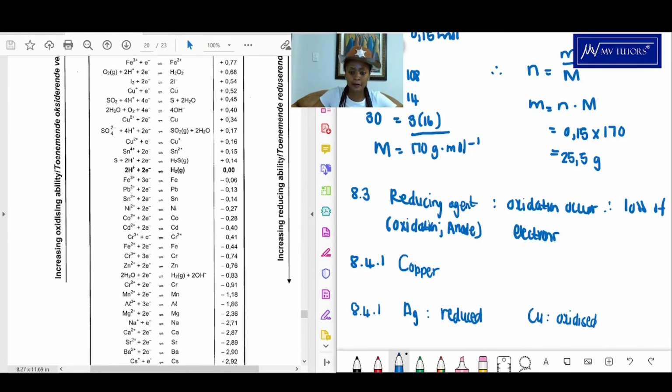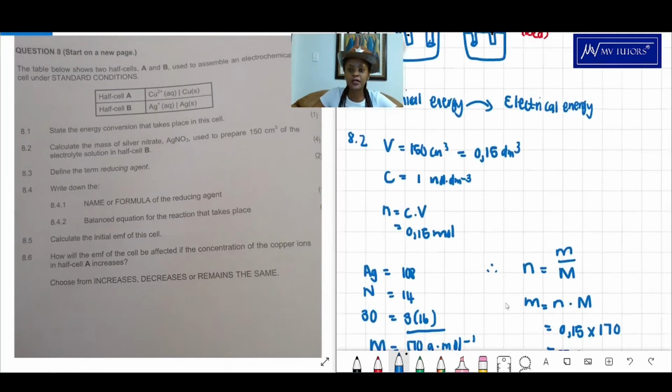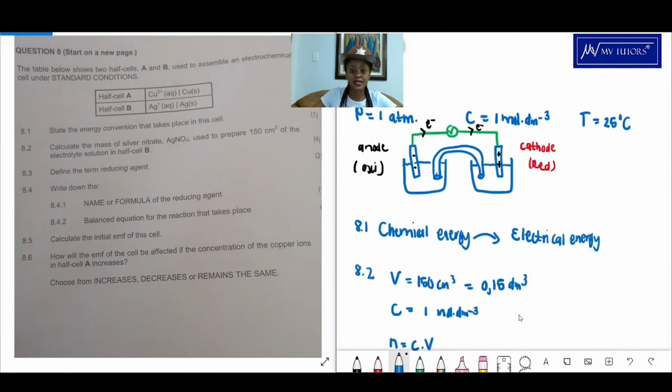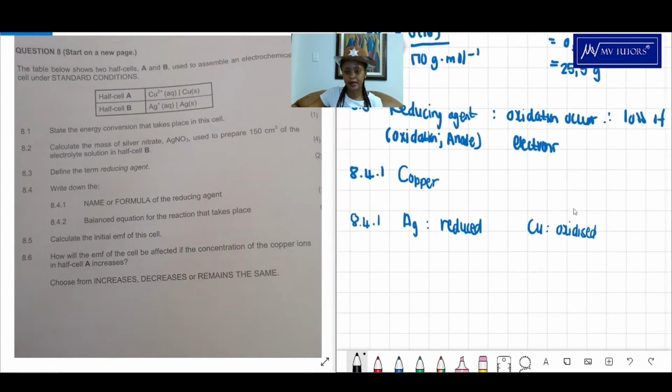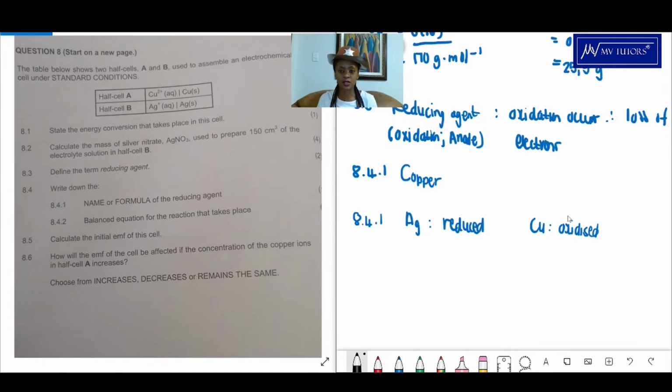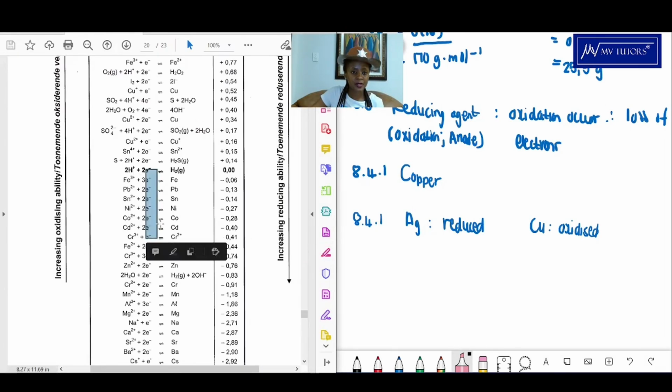So if we go back to our sketch to fill in which one is reduced and which one is oxidized, we have determined that copper is the one that is oxidized in this case. I know we're not used to that. We're used to copper being the one being reduced. And the one that is being reduced in this case is silver. Okay, so now that we know that, we can write down our balanced equation. So we're going to go back to our table over there, and let's go back to silver.